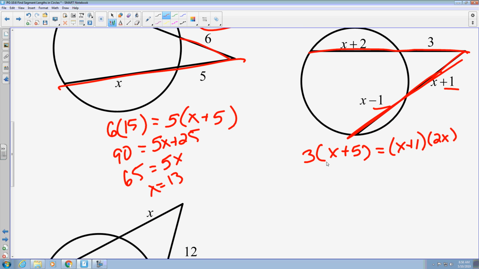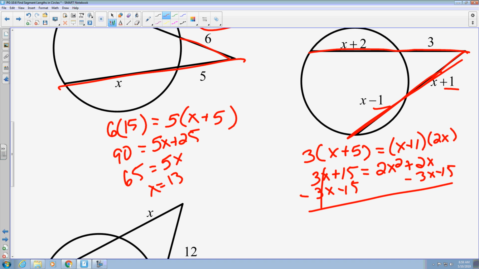So this one here, I get 3x plus 15. That's going to be equal to 2x squared plus 2x. So subtracting 3x, subtracting 15. I just do that because I like to have my lead coefficient be positive. So 0 equals 2x squared minus x minus 15.